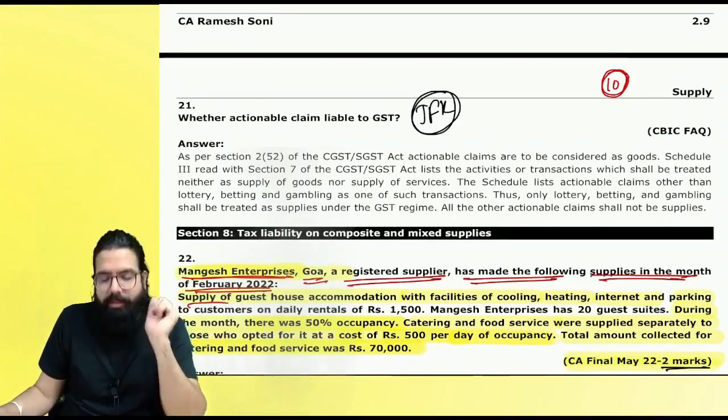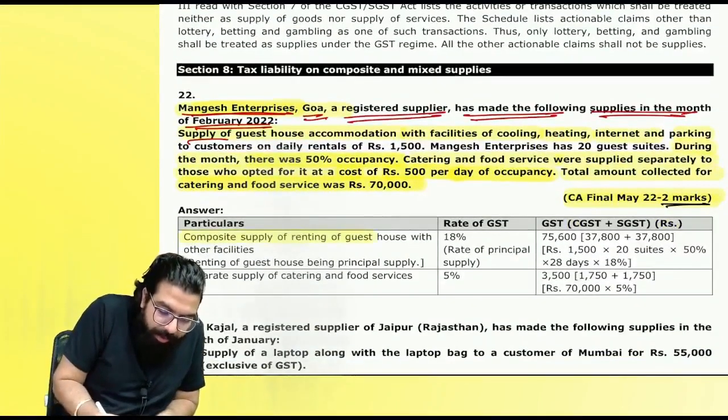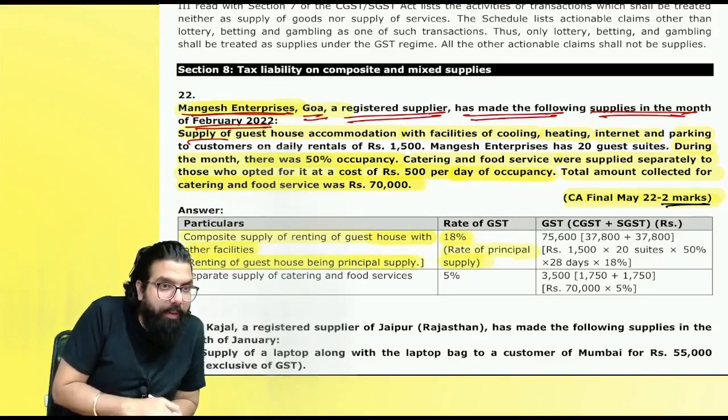Are you able to understand this? See everyone over here. Composite supply of renting of guest house with other facility. Renting of guest house being the principal supply, 18% GST rate of principal supply. And Baba, this is this one.